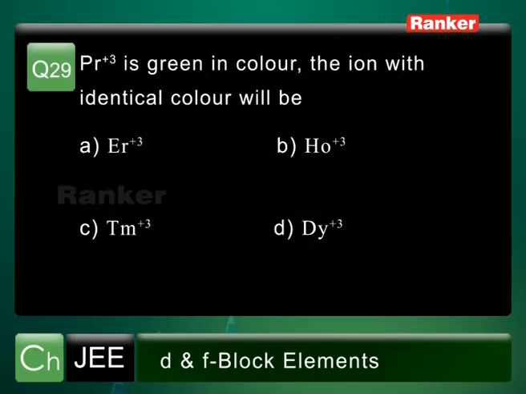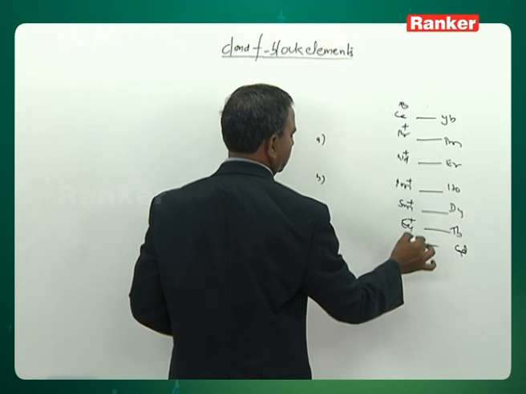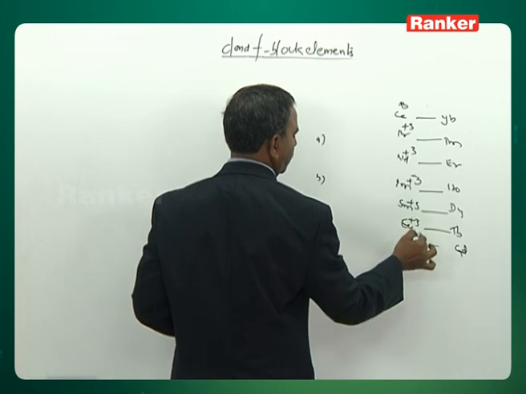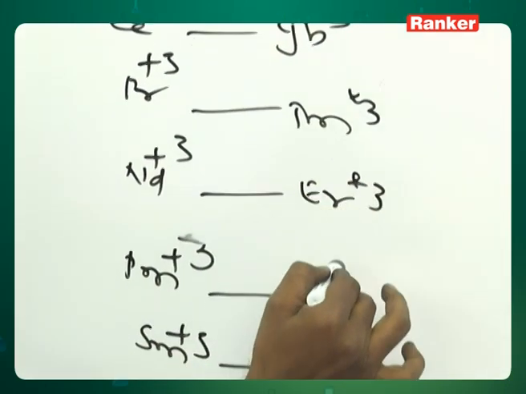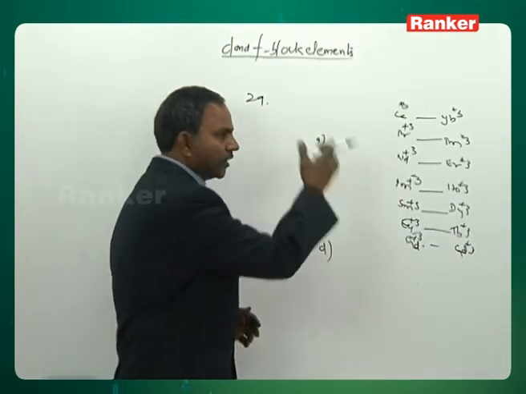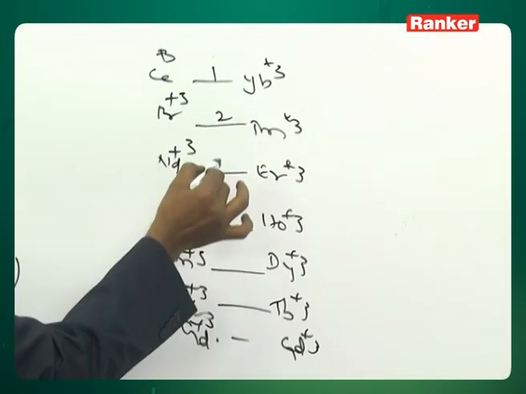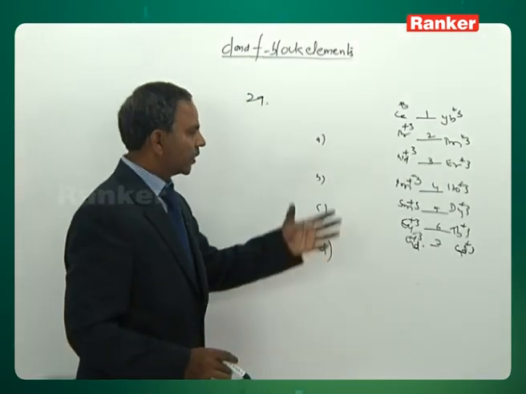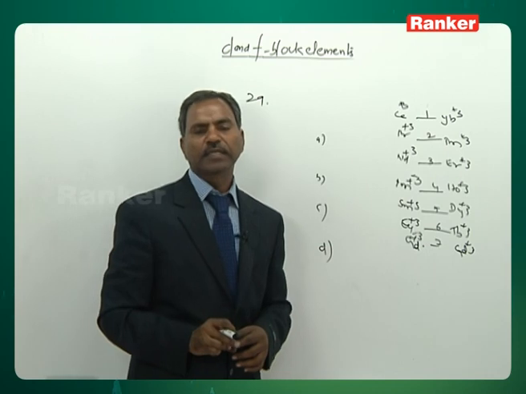He has given plus 3 ions, so put all as plus 3 only. Plus 3 ions you made. Then all of these definitely carry the same number of unpaired electrons, 1, 2, 3, 4, 5, 6, 7. The pair carrying the same number of unpaired electrons will exhibit more or less identical color.